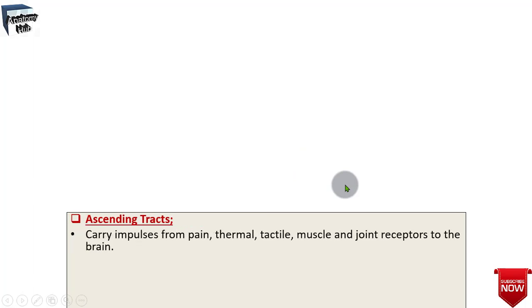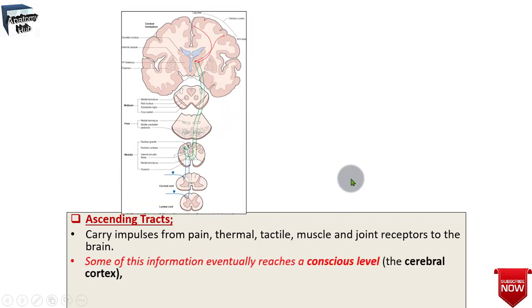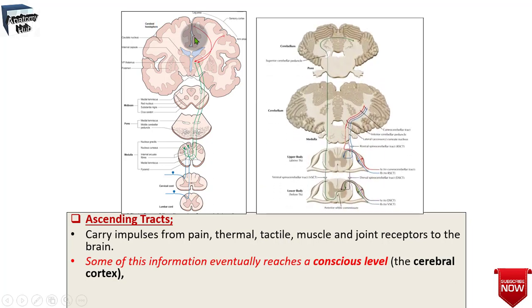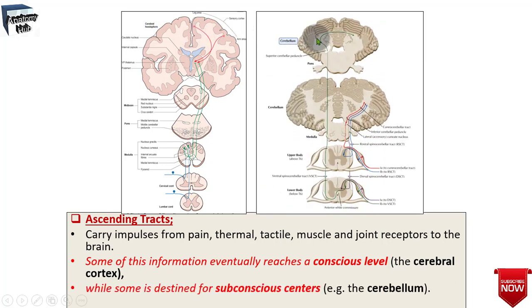And you'll find the ascending tracts then. It carries the impulses from pain, thermal, tactile, muscle, and joint receptors, and this information goes to the brain through the nerve fibers of the axons; that is known as your ascending tracts. Here you can see that some of the information eventually reaches the conscious level, and some of the information reaches the unconscious level.